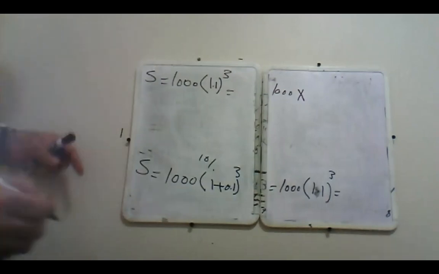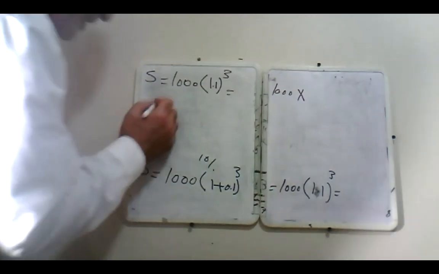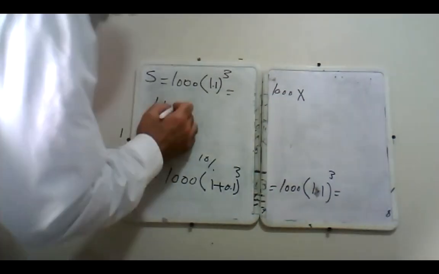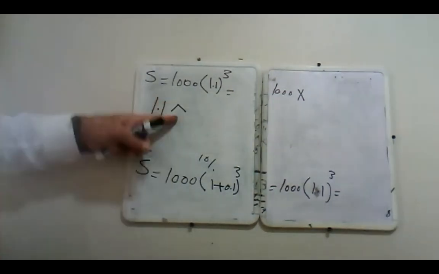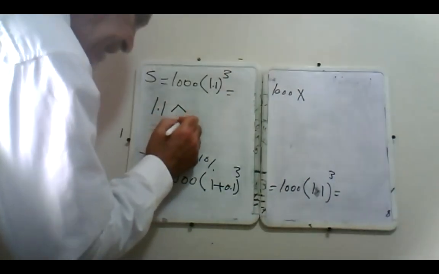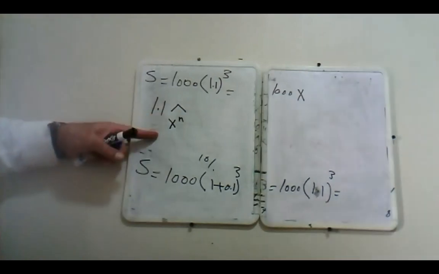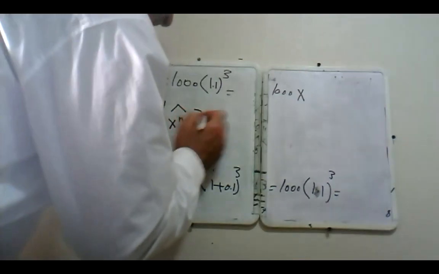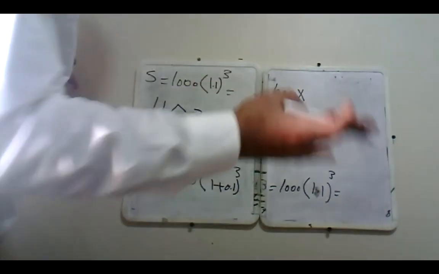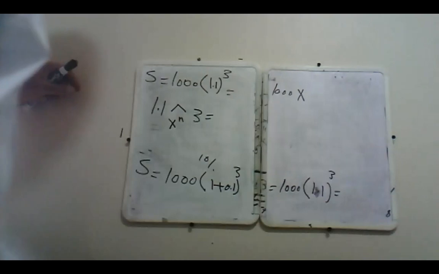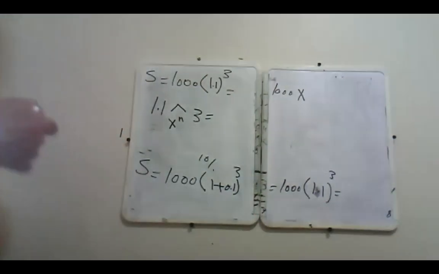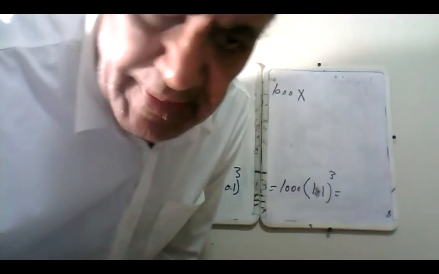What you will do is go to your calculator and press 1.1. Then some calculators have this sign, which is the power, and some calculators have the x^n sign. Then 3. Or you can multiply 1.1 by 1.1 by 1.1. It will give you the same result. So let's see the result.